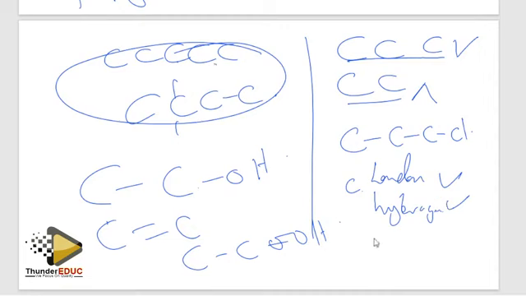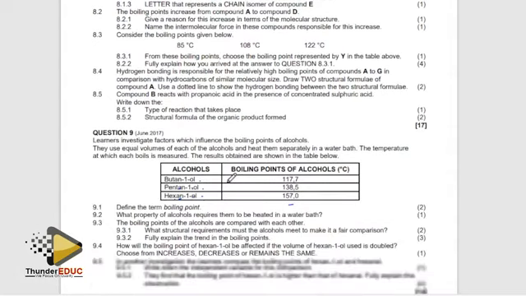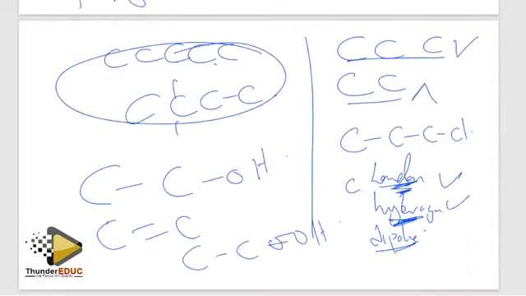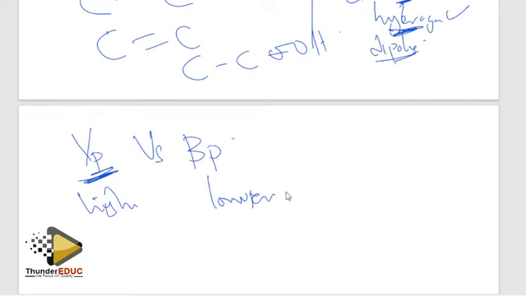If it has London force, and another has dipole, the one which has dipole will have a higher boiling point compared to the London force only. The one which has hydrogen bonds will have a higher boiling point compared to the dipole forces and the London forces. Please make sure you know that. How does vapor pressure relate to the boiling point? The higher the vapor pressure, the lower the boiling point. You must know that.